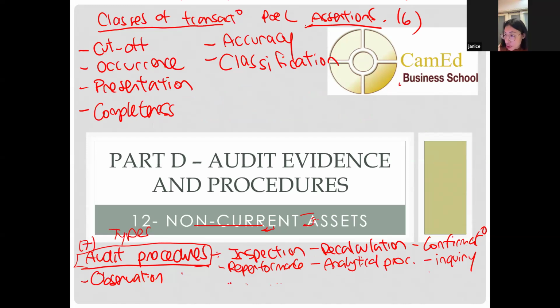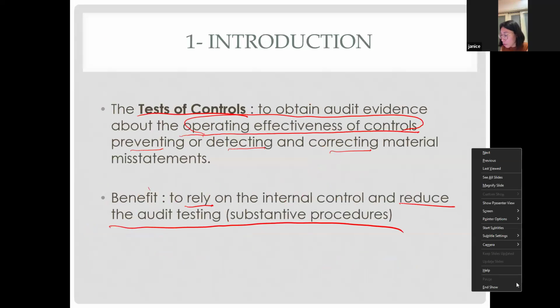Now, assertion is not the same. Assertion is another tool for the auditor to evaluate if the financial statement is prepared free of material misstatement, to make sure the financial statement is true and fair, right? So just make sure not to confuse these two notions here. Okay, all right, good.